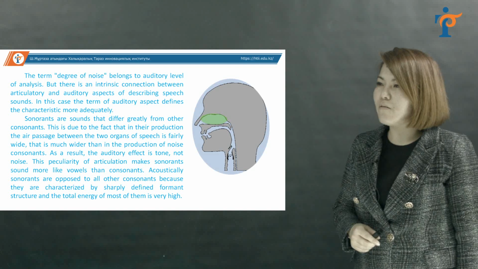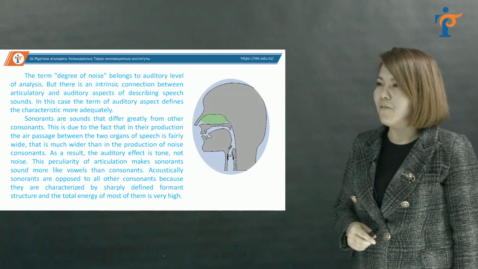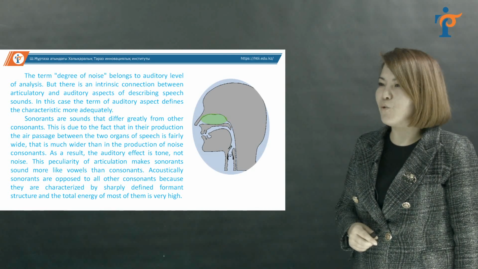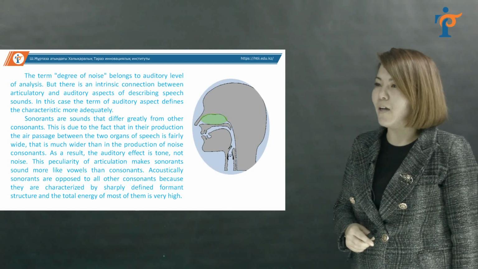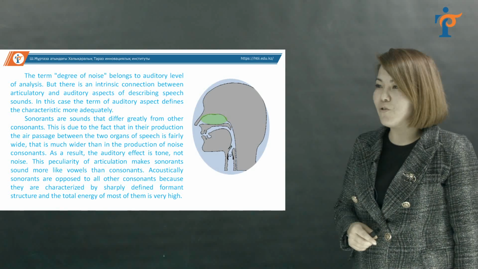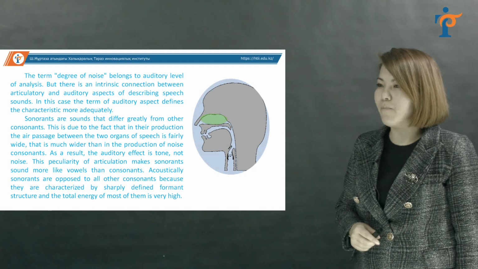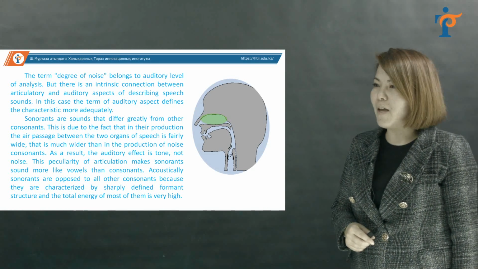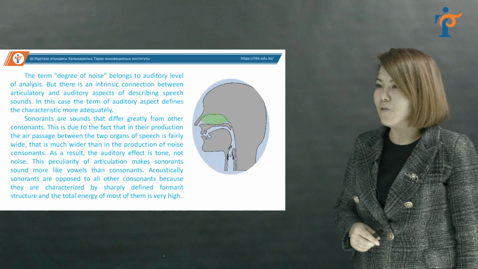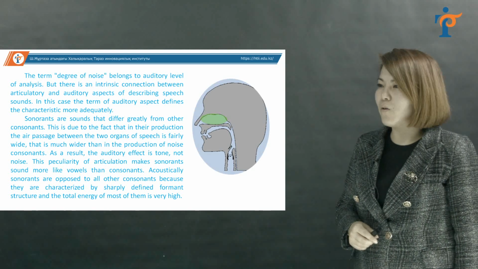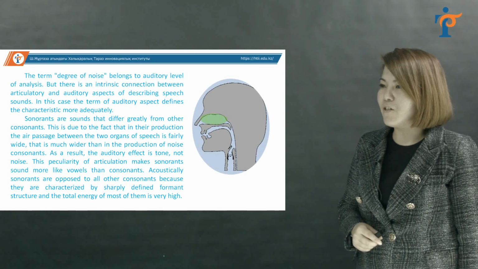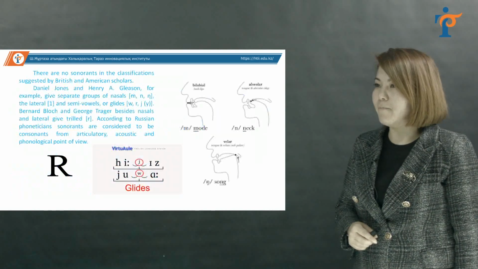Sonorants are sounds that differ greatly from other consonants. This is due to the fact that in their production, the air passage between the two organs of speech is fairly wide, much wider than in the production of noise consonants. As a result, the auditory effect is tone, not noise. This peculiarity of articulation makes sonorants sound more like vowels than consonants. Acoustically, sonorants are opposed to all other consonants because they are characterized by sharply defined formant structure, and the total energy of most of them is very high.